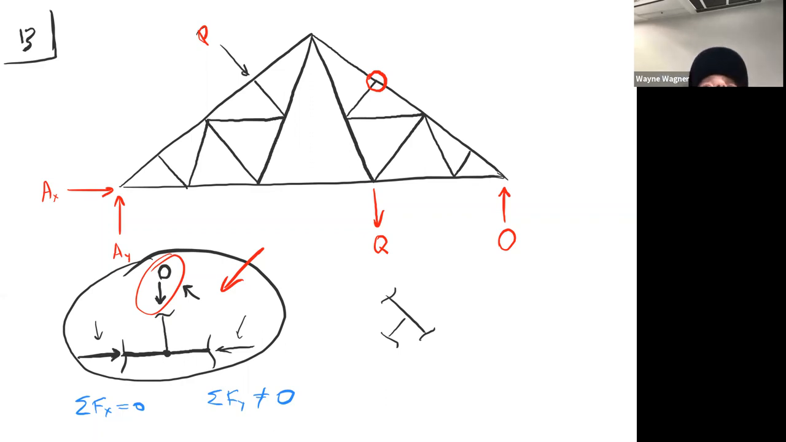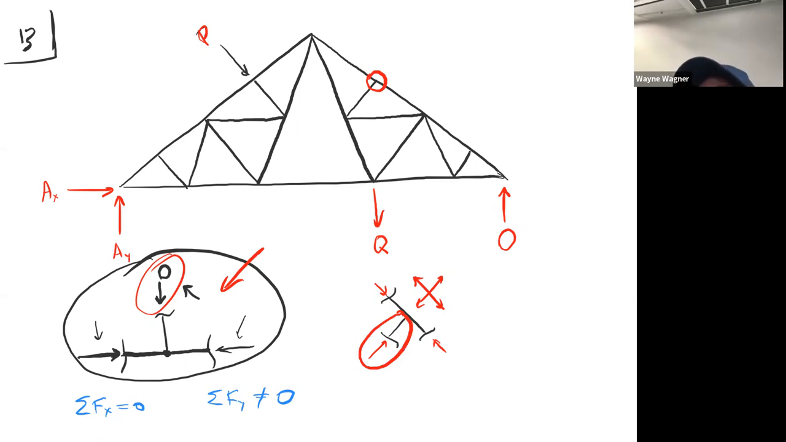I'm not necessarily thinking in terms of X and Y. I'm thinking in terms of this direction and this direction. And notice if I sum forces in this direction, that can work out, but there's nothing to resist this force right here. So what that means is that this member right here is unnecessary. That is a zero force member.